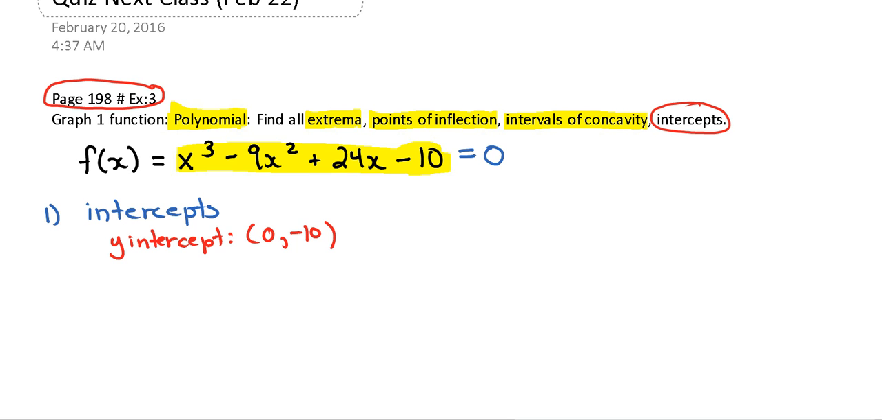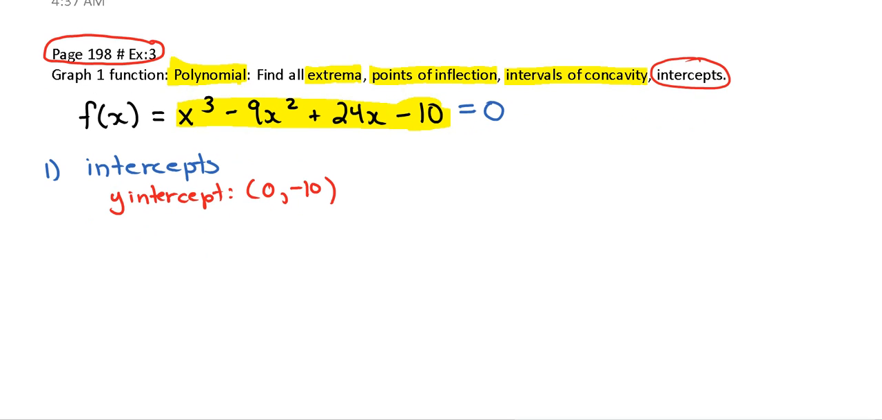Okay, great. So if I do ask you to find the intercepts, just tell me the y-intercept and then just say that the x-intercept is too hard to find, okay? And that's it.